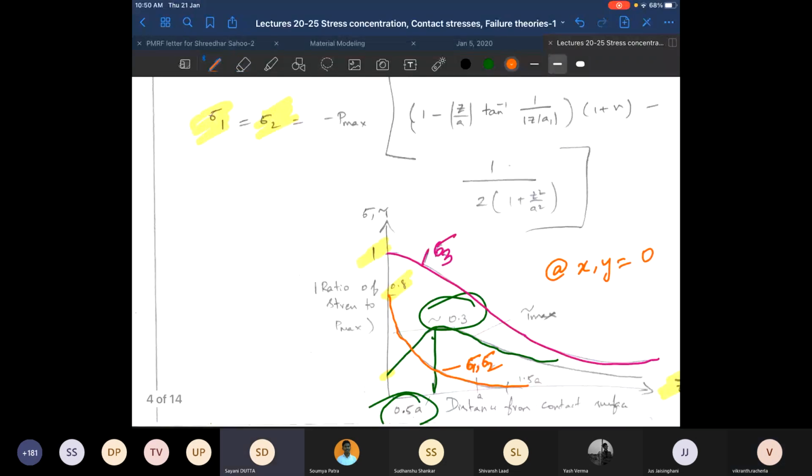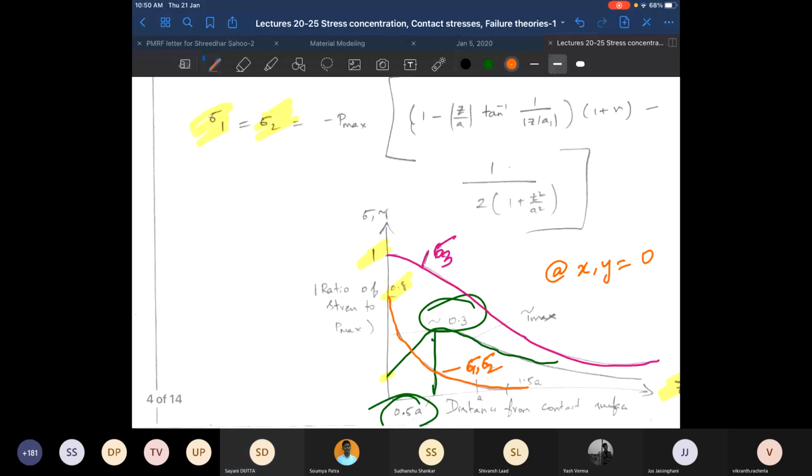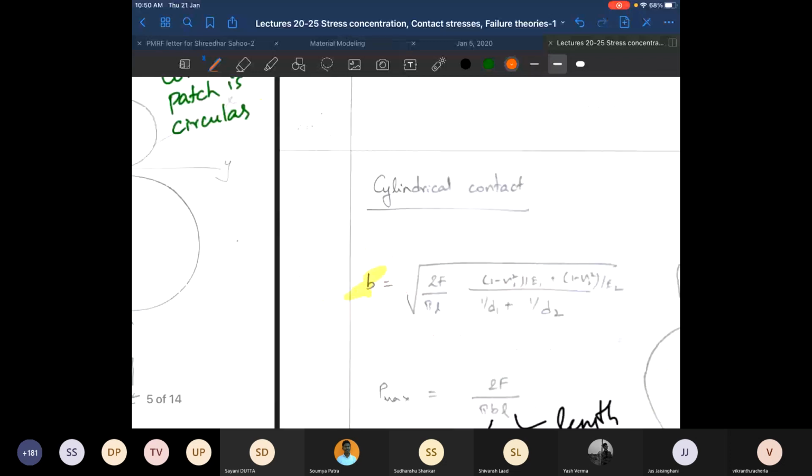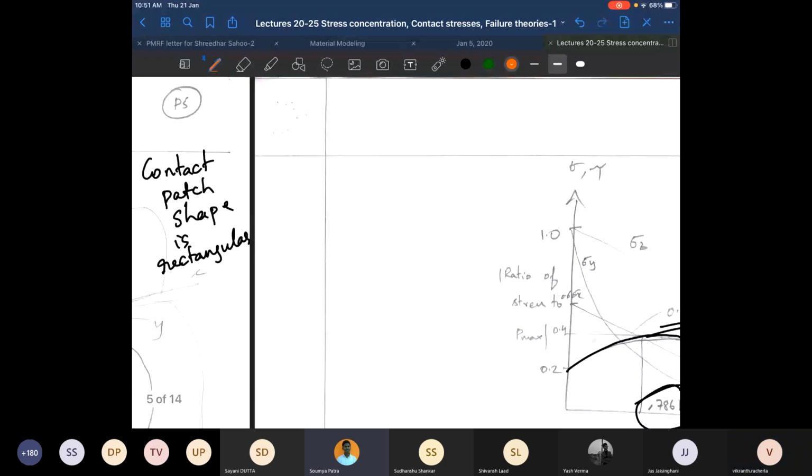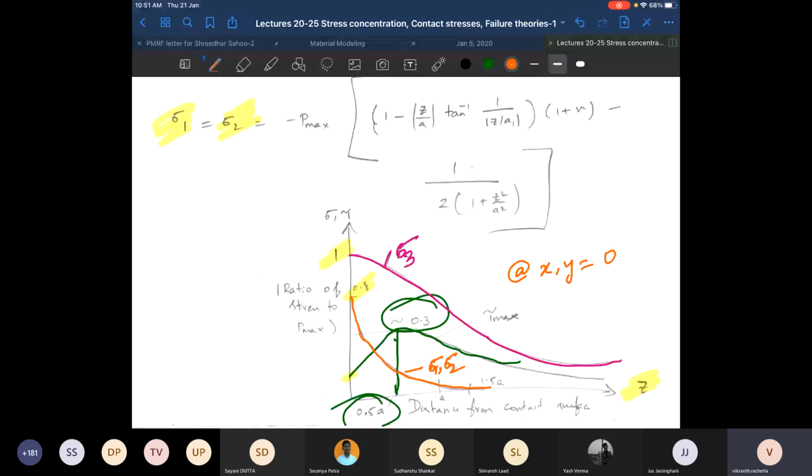This is for the spherical, right? Yes, this one is for the spherical contact. And the failure occurs due to the shear stresses always, because sigma 3 is highest at the surface. No, I did not say failure occurs. I said if there is a ductile failure in the material, then the failure originates subsurface.